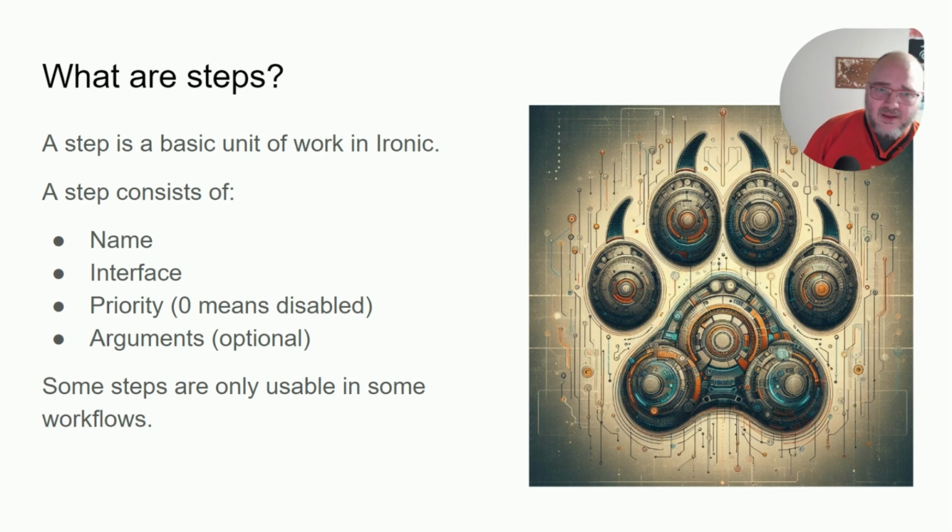A step, in terms of an object, is a name, an interface, a priority, in which 0 means disabled, and we'll talk about where priority matters, and then arguments. Some steps are only usable in some workflows. So for instance, if it's an automated workflow and you require an argument for a step, you're not going to be able to use it.